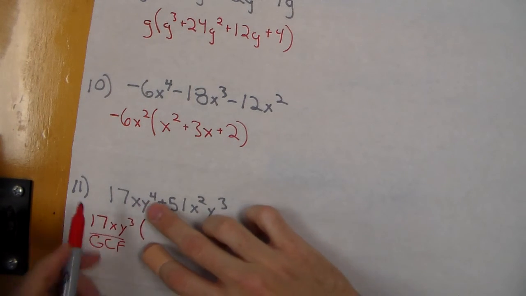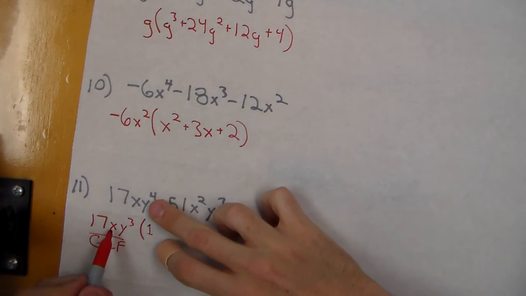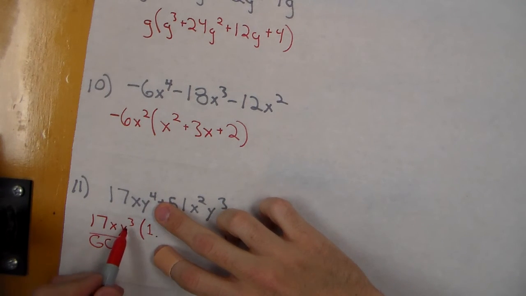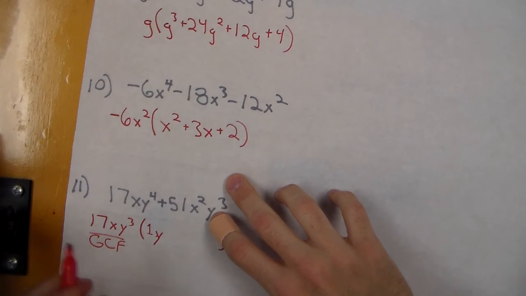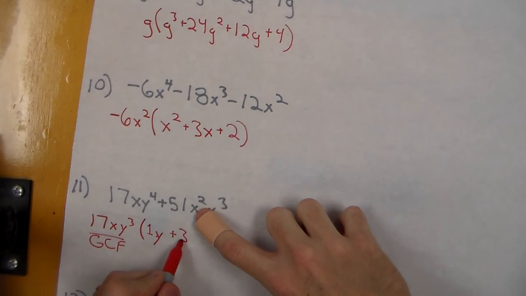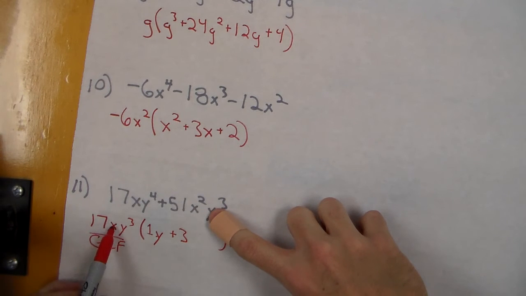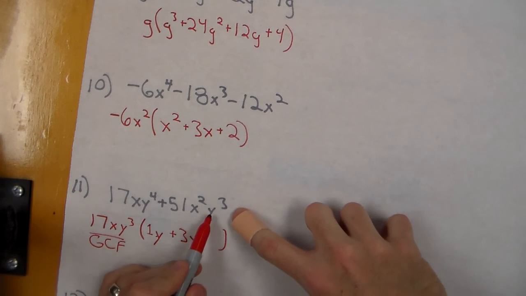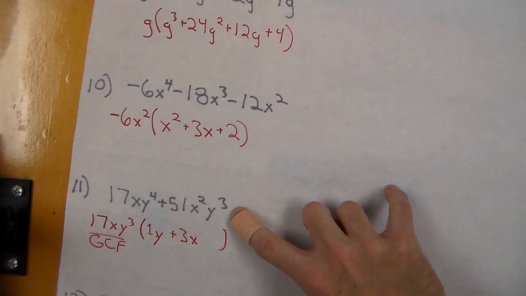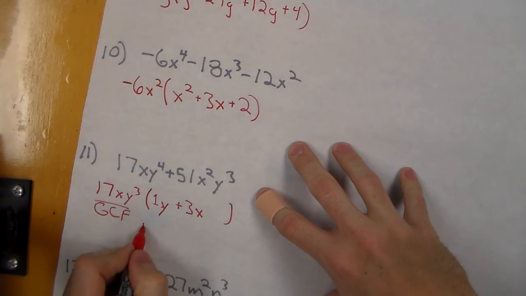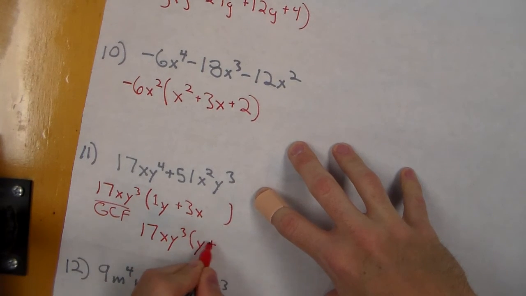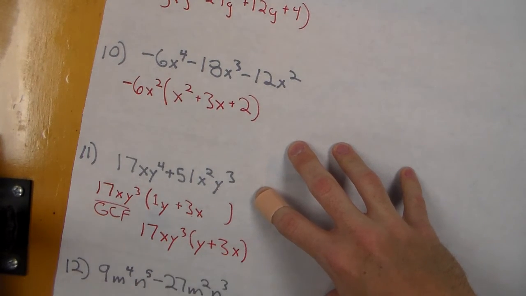So 17 divided by 17, so that's gonna be a 1. X divided by x, that's gonna be gone. Y fourth and y to the third, that leaves me with 1y. Now 51 divided by 17 is 3. X to the squared lost 1, so now it's x. Y to the third lost 3, so that's just a 1. There's no y there. So our answer comes out to be 17xy to the third, y plus 3x.